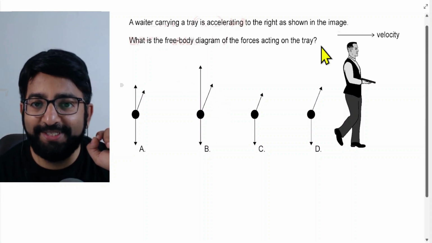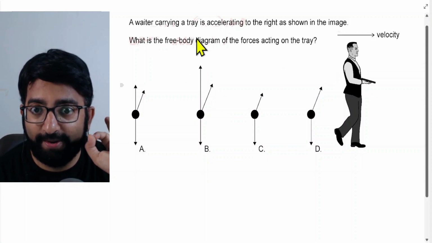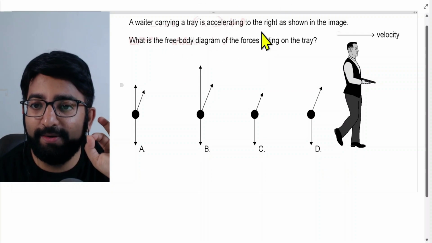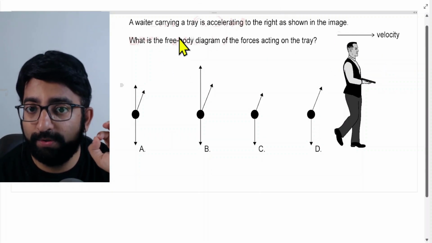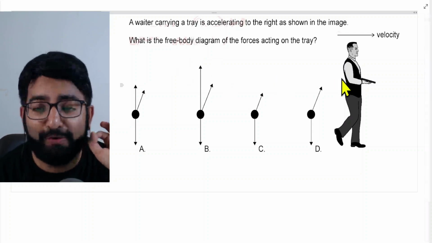In this question, it is mentioned that a waiter is carrying a tray and the person is accelerating to the right hand side as shown in this figure. And we are supposed to draw the free body diagram. Now, how do we do this?